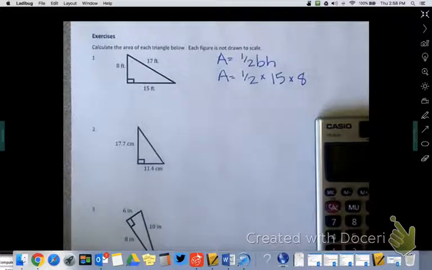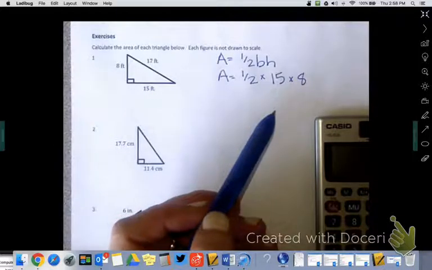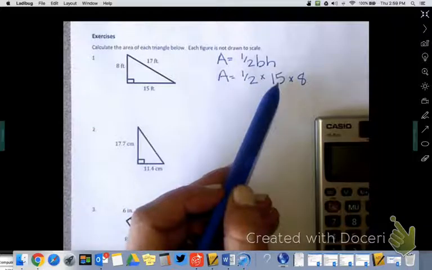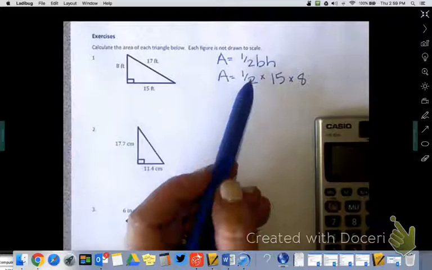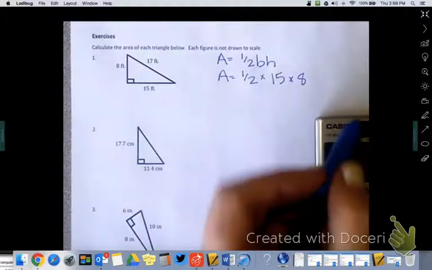Now you guys should know by now as 6th graders that when I am multiplying numbers together, I can rearrange the order in how I multiply and still get the same answer. I could take half of 15, but then I have a decimal. So I actually think I'm going to take half of 8. Think about that for just a minute.